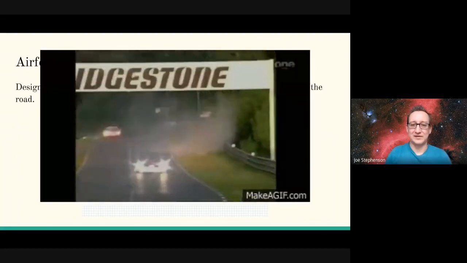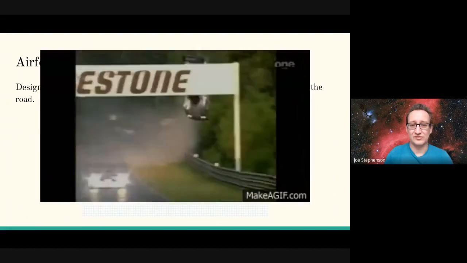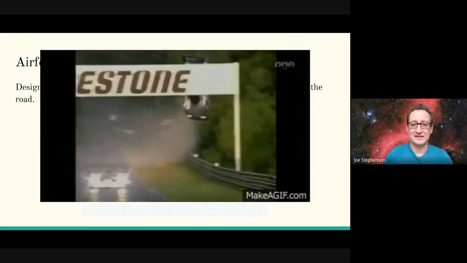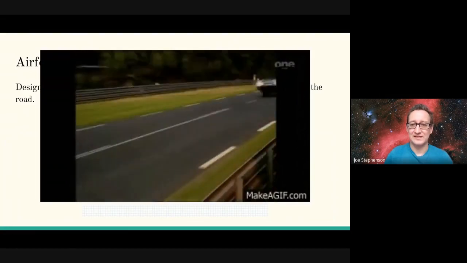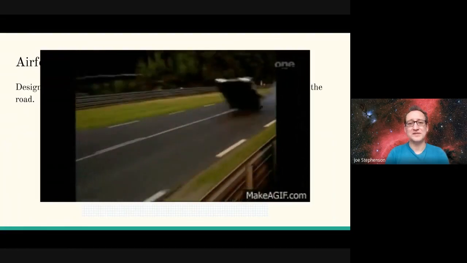Although this isn't a Formula One car, this is a Le Mans 24-hour endurance car. They're designed to be slippery, but this car just takes off. If you look, the front end lifts up, and the entire car just flips over. So something's gone wrong there.